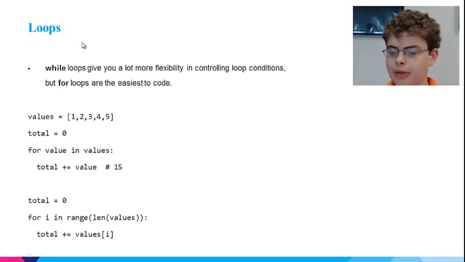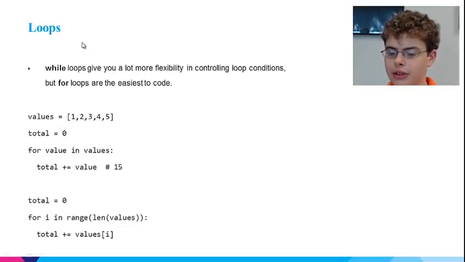There are many different types of loops in Python. Well, not many, but 2 basic types. There are while loops and there are for loops. While loops give you a lot more control as to when to enter and exit, but for loops are very simple to code. Below are just 2 examples of for loops.